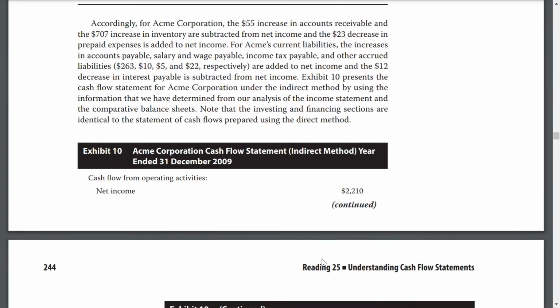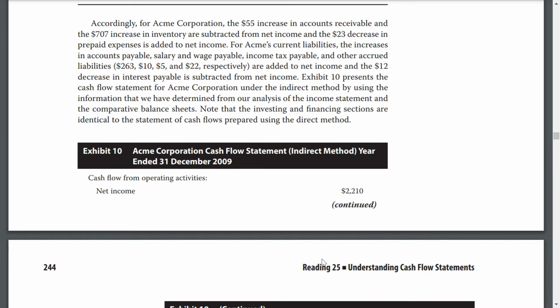Accordingly, for Acme Corporation, the $55 increase in accounts receivable and $707 increase in inventory are subtracted from net income, and the $23 decrease in prepaid expenses is added to net income. For Acme's current liabilities, the increases in accounts payable, salaries and wages payable, income tax payable, and other accrued liabilities are added to net income, and the $12 decrease in interest payable is subtracted from net income.